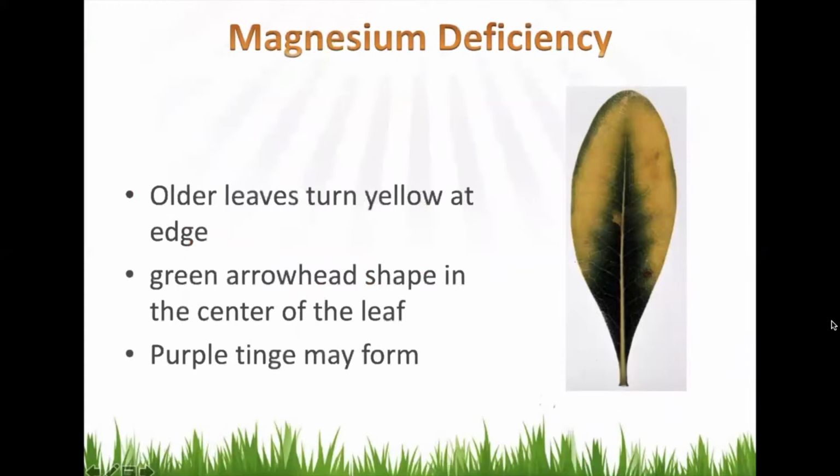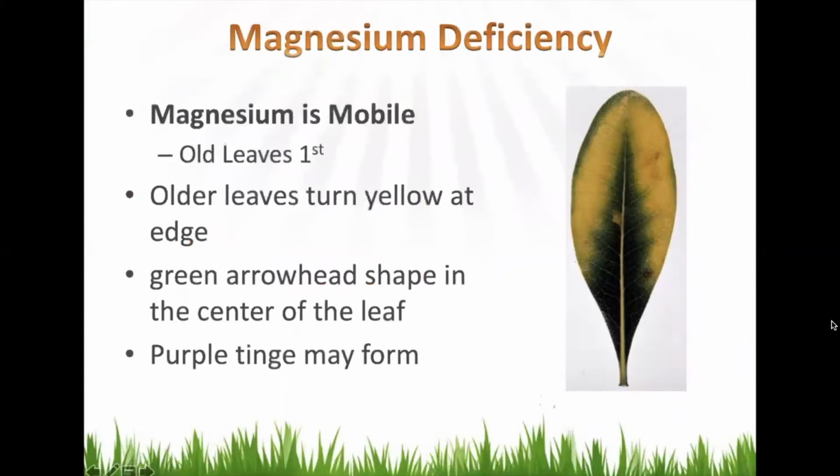With magnesium deficiency, those older leaves are going to be affected first because magnesium is mobile. So the older leaves turn yellow or chlorotic at the edges or the margins. And then there's almost like a green arrow shape in the center of the leaf, as you can see in the leaf on the right hand side. So we have the chlorosis surrounding it on the tip, on the margins almost, and then we have that arrow-like shape in the center. And the yellow margin may turn a purplish color as well.